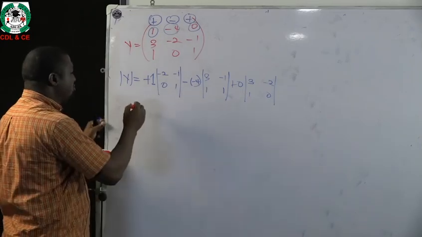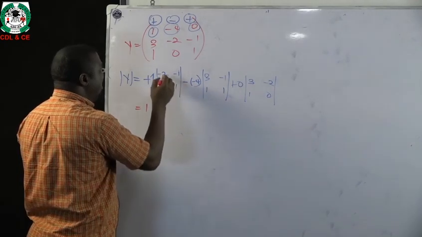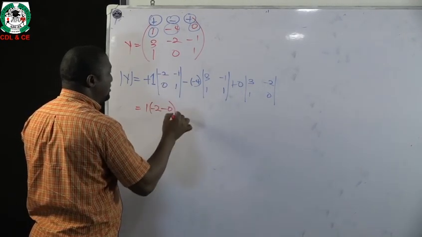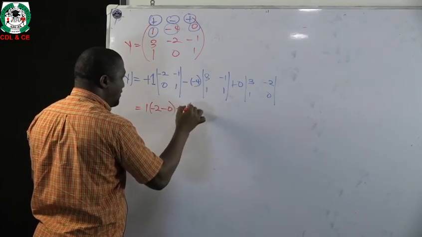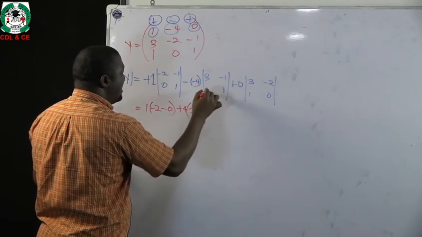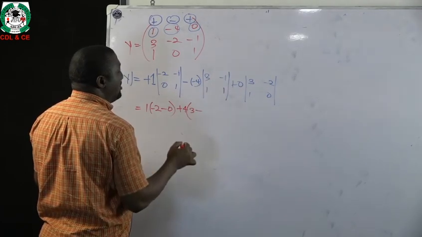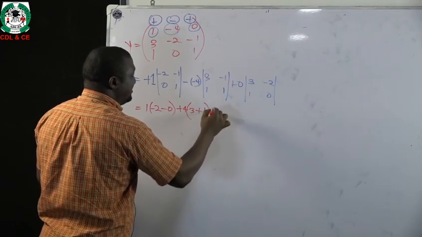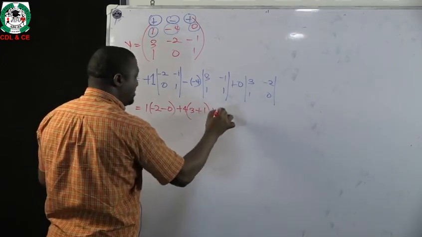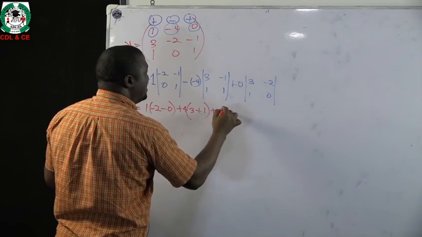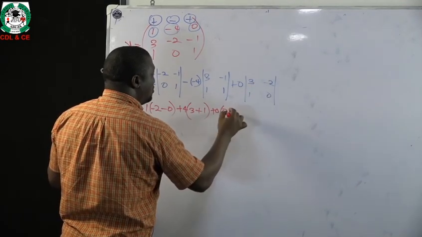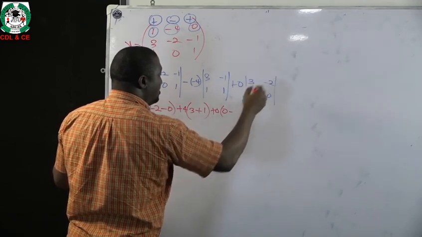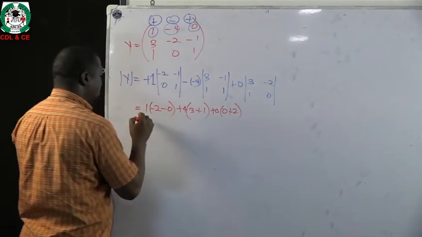matrix. Then we begin to solve what you've known previously. This times this is minus 2. This times this is minus 0. Minus minus is plus 4. 3 times 1, 3. 1 times minus 1, minus 1. So minus 3 minus minus 1 becomes 3 plus 1. Are we together, class? Plus 0. 3 times 0, 0. 1 times minus 2, minus 2. So this is minus 2. Minus 2 becomes what? Plus 2.